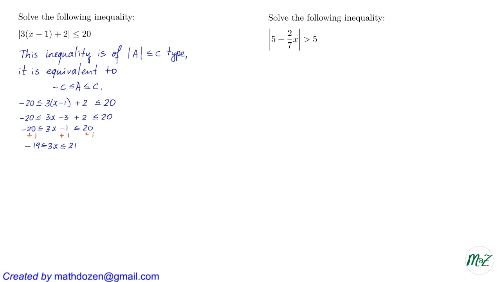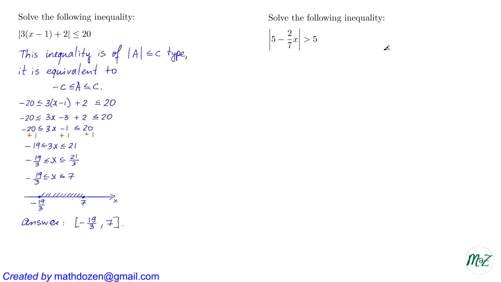And if we divide all the way by 3, we're looking at negative 19 thirds being less or equal than x, less or equal than 21 thirds, and 21 over 3 is equal to 7. So that's the inequality that we end up with. A graphical representation of that same inequality is the interval between negative 19 thirds and positive 7. And the interval notation for that is the interval between negative 19 thirds and 7. So that's the end with that inequality.